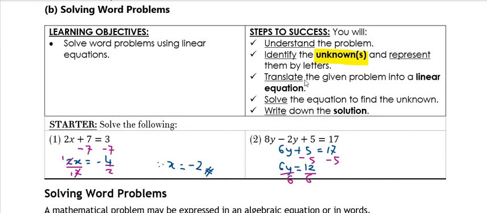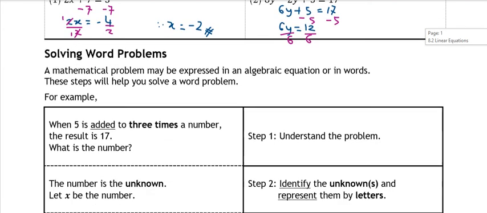And then what you're going to do is you will translate, or you will try to change the given problem into a linear equation. When you have the linear equation, you just have to solve it. And when you find the unknown, you will write down and answer the solution for the problem.